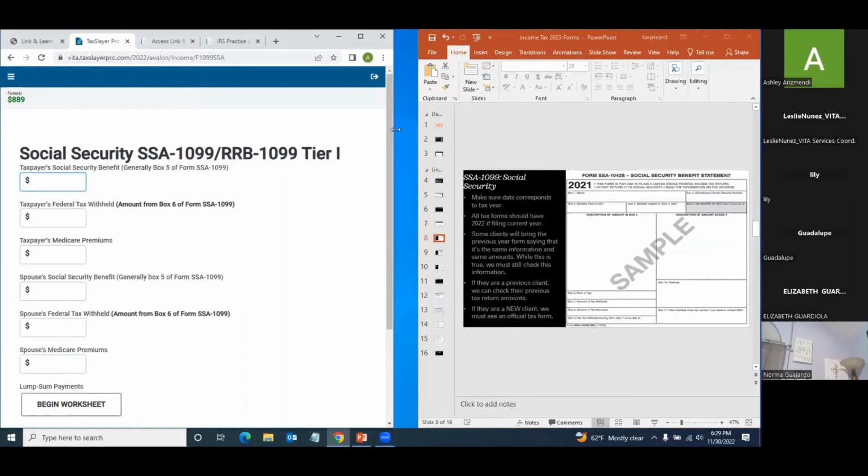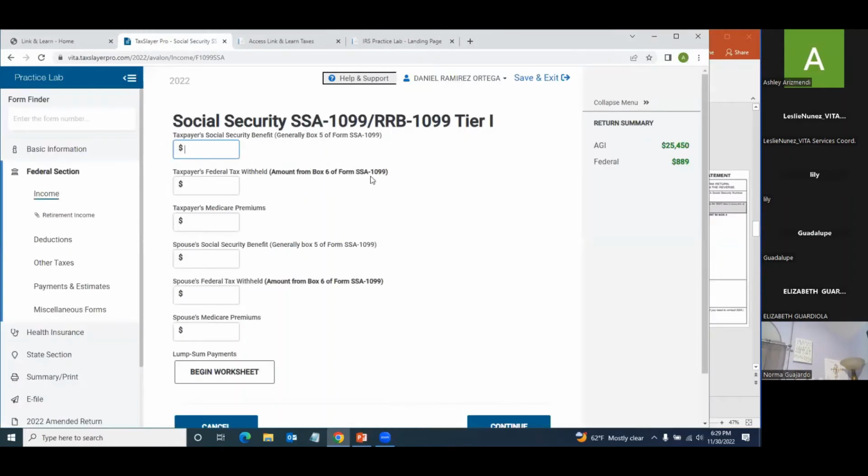So usually, can you all see my screen? Yes. Okay, usually here, it'll say the taxpayer's Social Security benefit, which is on box 5. I would enter 12,959 because that's what he received. And if they had box 6 filled in, then we would put the federal tax withheld. But since he doesn't, we're not going to put anything there.